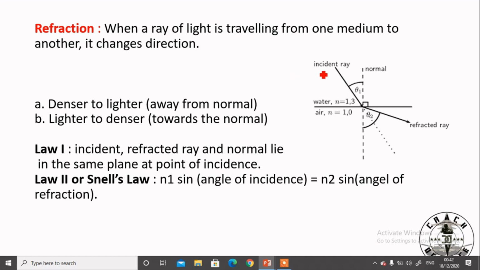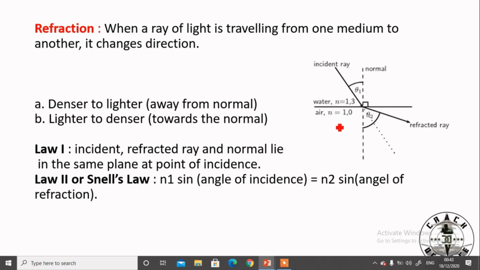direction. So for example, if the ray of light is starting from water medium and then just goes towards air medium, which is lighter in density, the refracted ray would be moving away from the normal. Similarly, if it's opposite, we have a lighter medium at the top from where the incident ray is coming and a denser medium at the bottom where the refracted ray is going. So it will move towards the normal, that is this one.